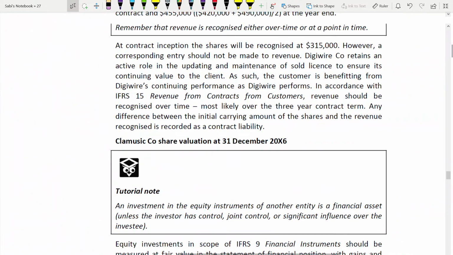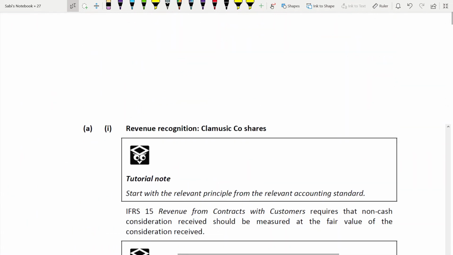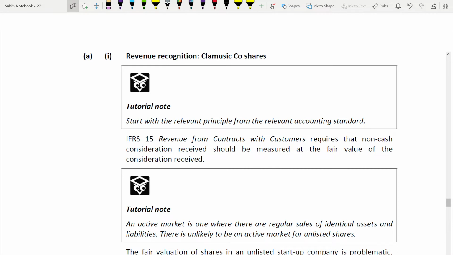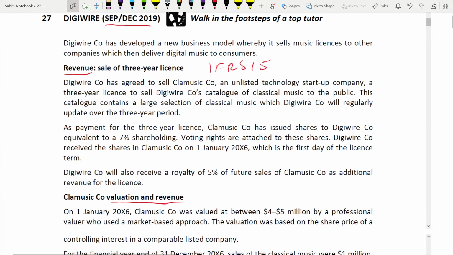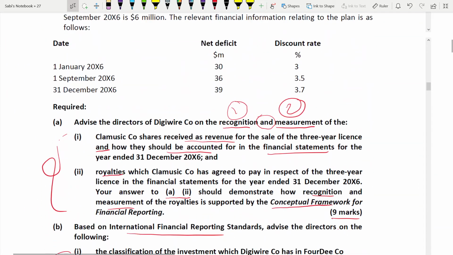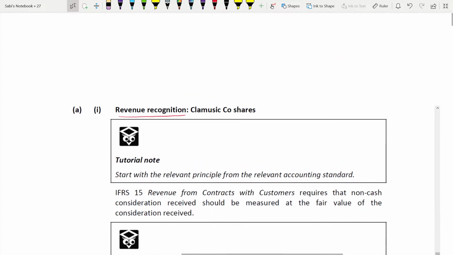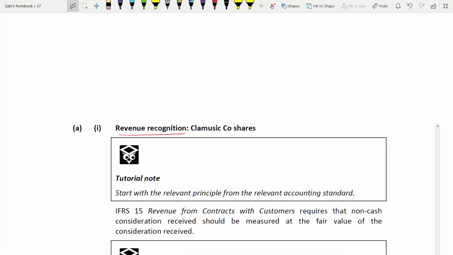So now let us go through the answer. We are first dealing with revenue recognition: how it should be recognized, how it should be measured, and how it should be accounted for in the financial statements. Three things you have to answer here: how it is recognized, how it is measured, and how in the financial statements it has to be accounted for. So 3 marks, right? I can appoint 3 marks for this.